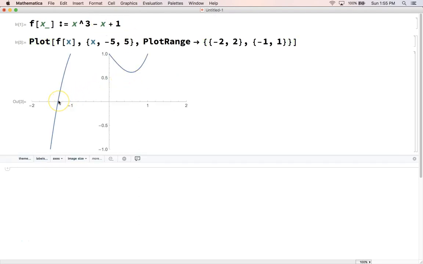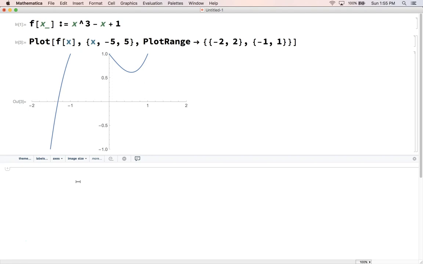So what is Newton's method supposed to find? It's supposed to find a value of x such that when I plug it in I get 0. So it's trying to find this number, which is like -1.3, something like that. So it's trying to find a 0 of this function f of x.